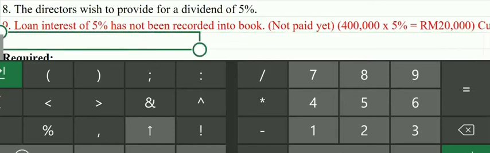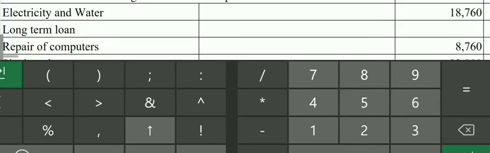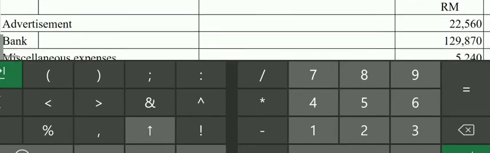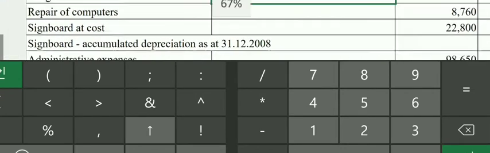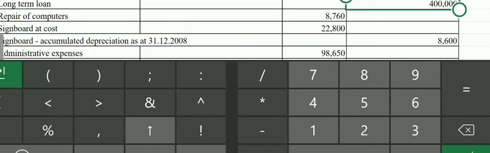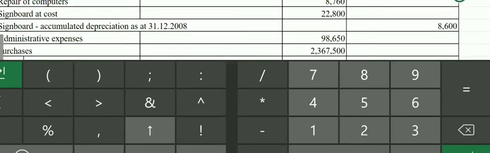Number 9, loan interest of 5% has not been recorded into book. That means you have not recorded loan interest in the trial balance. It means you have not paid this loan interest yet. How to calculate the loan interest? We have to check the loan. How much is the loan? The long-term loan here. Let's look at long-term loan. It's 400,000. That means we need more than 1 year to pay the long-term loan.